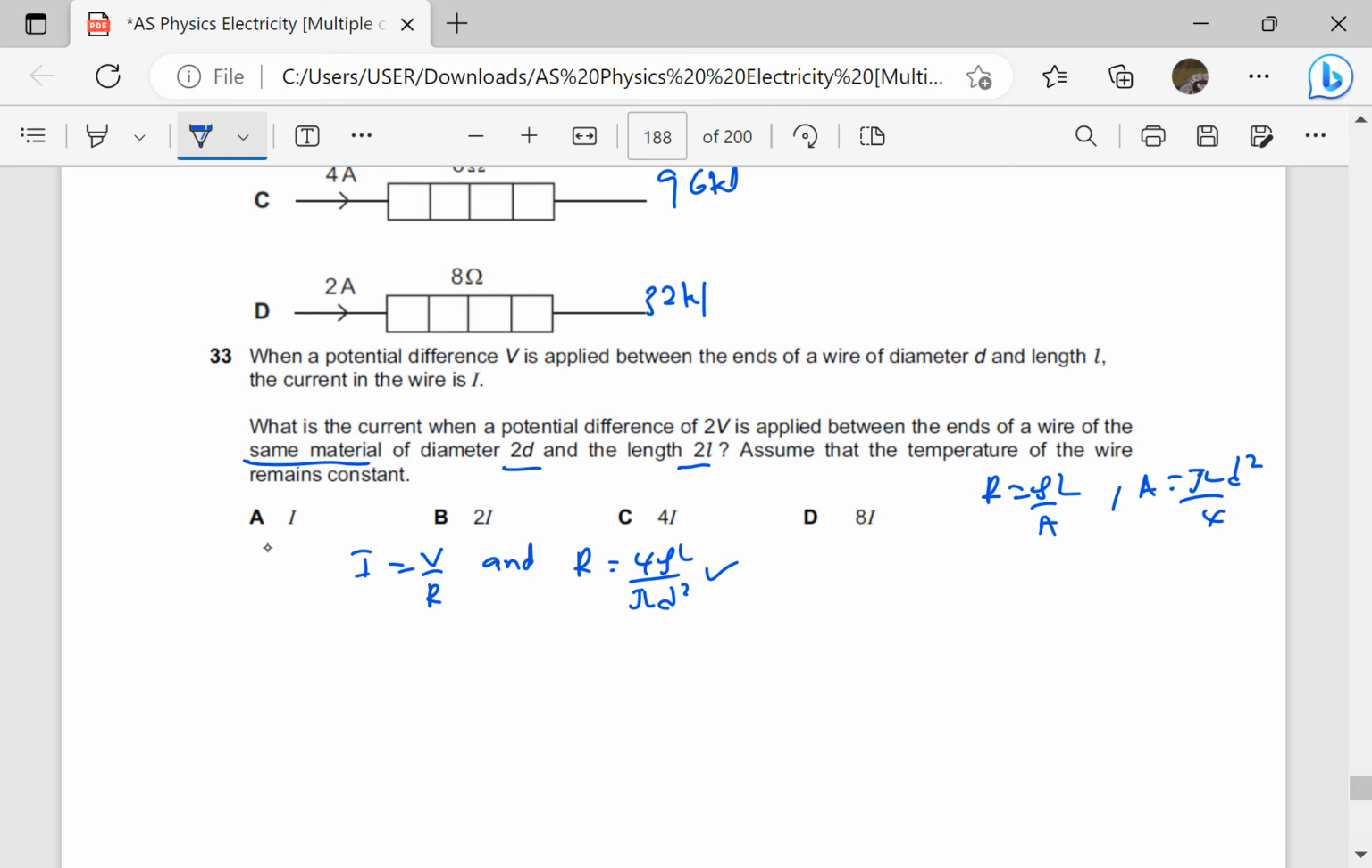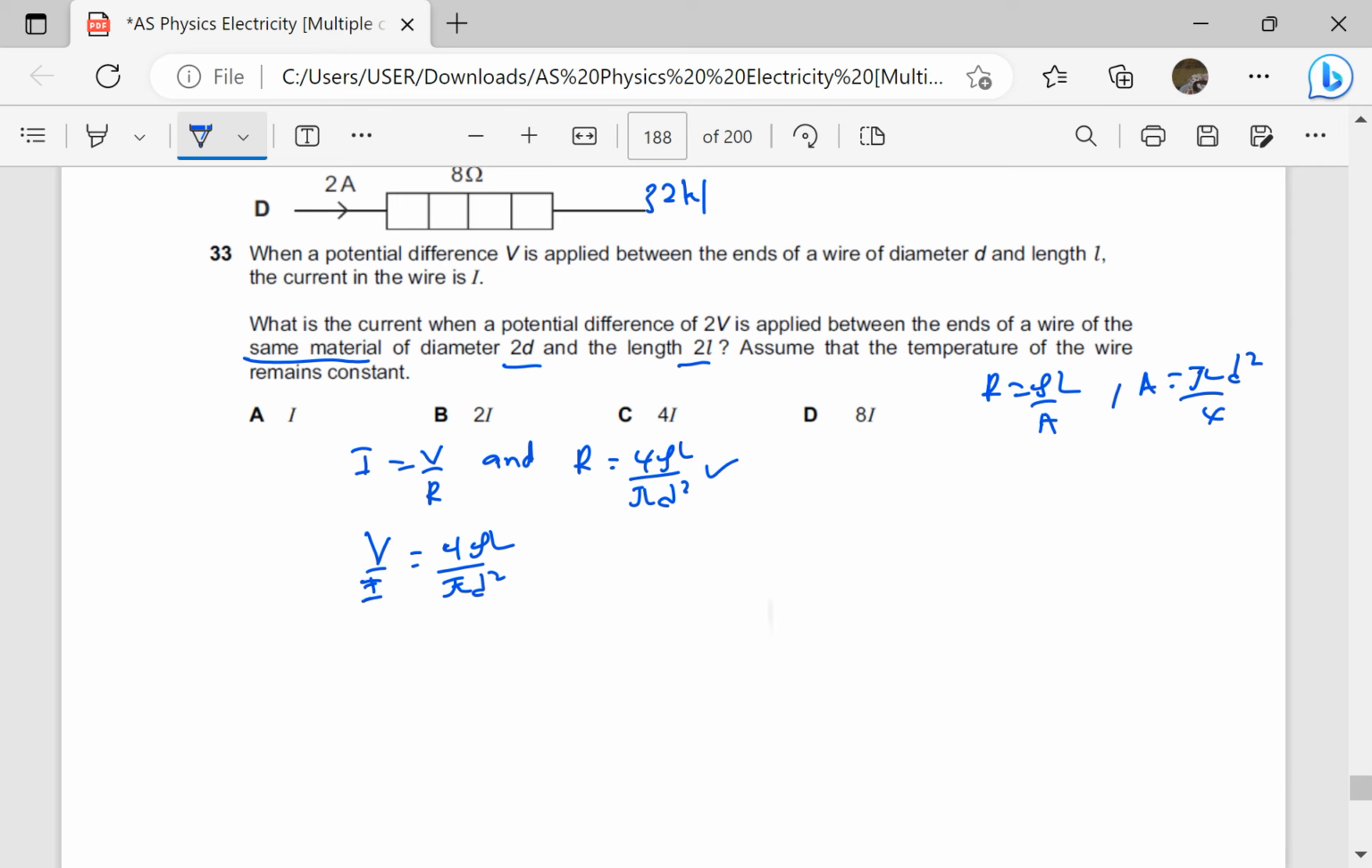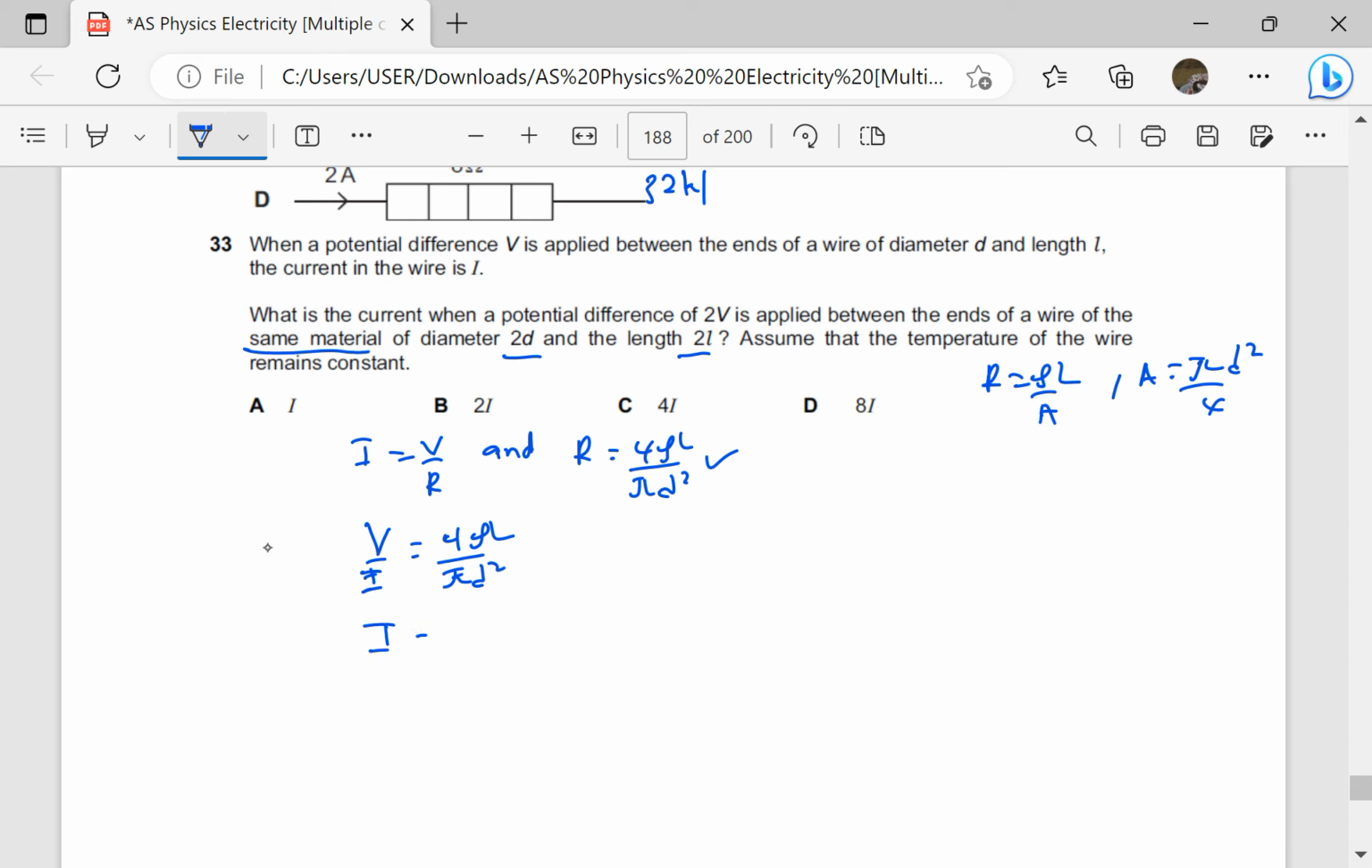So I'm going to combine these two expressions because I know that R is V over I. So I will say that V over I is equal to 4 rho L over pi D squared. So for the first equation, I'm making I the subject. I cross multiply, so it means I is going to be V times pi D squared divided by 4 rho L. That is going to be for the first wire.